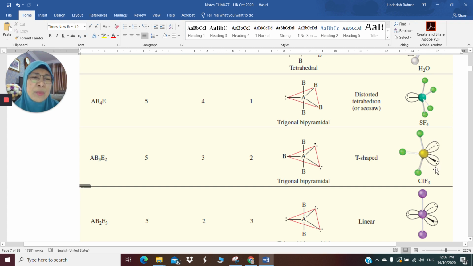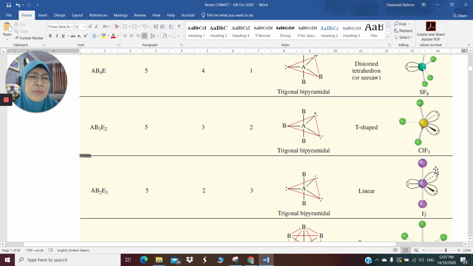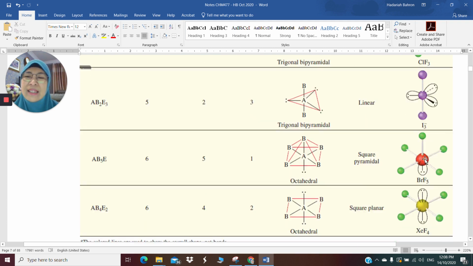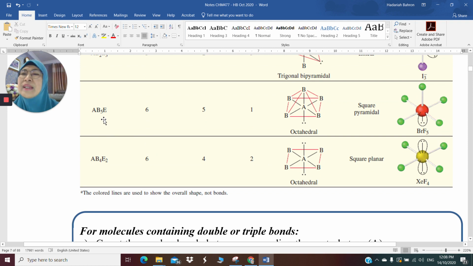The next situation is when you have AB2E3, two bonding pairs, three lone pairs, and you end up with this linear molecule. All the lone pairs are located on the horizontal or on the equator. So you have a linear I3 minus.